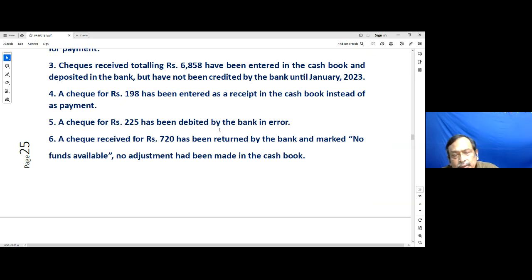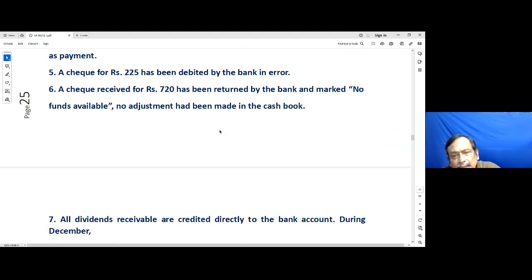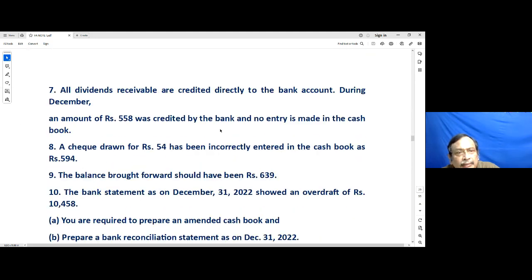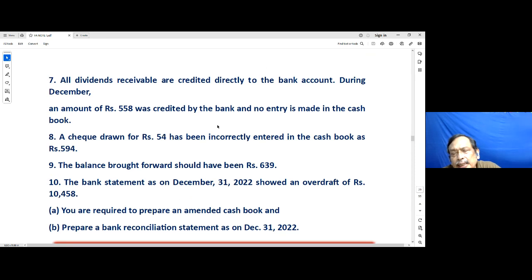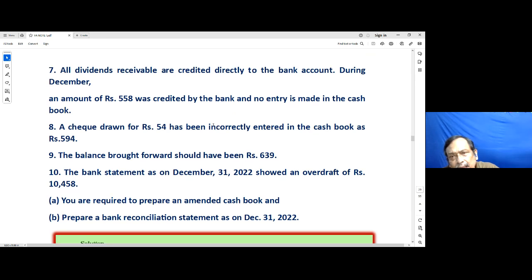A check received for rupees 720 has been returned by the bank and marked no funds available. No adjustment has been made in the cash book. So it is also to be recorded in the cash book. All dividends receivable are credited directly to the bank during December. An amount of rupees 558 was credited by the bank and no entry is made in the cash book. So you have to correct the cash book.